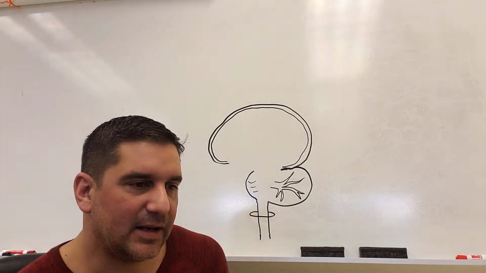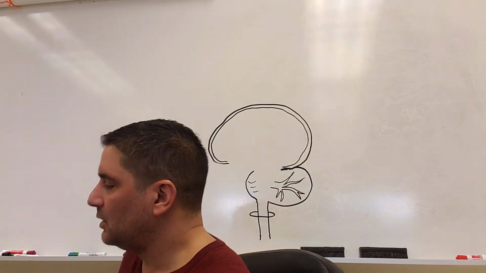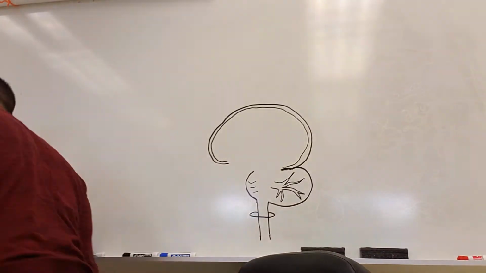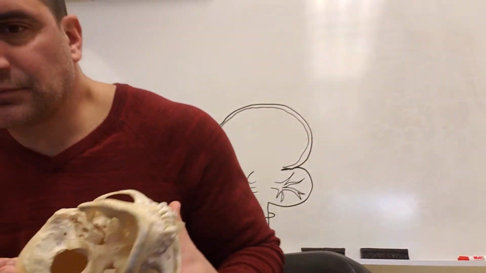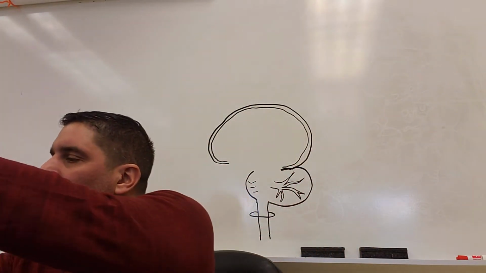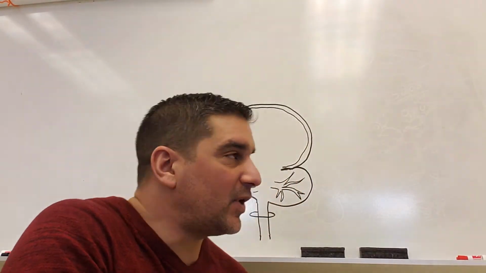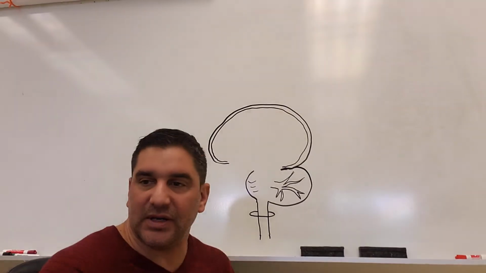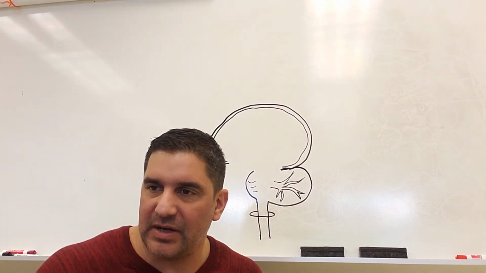No. Okay, and does anybody remember the name of the big hole in the bottom of the skull? Right here. Remember the name of that big hole? Is it the foramen magnum? Perfect, it is. Very good. It's the foramen magnum. So that would be the foramen magnum right there. Okay, so visualized on this would be right here.